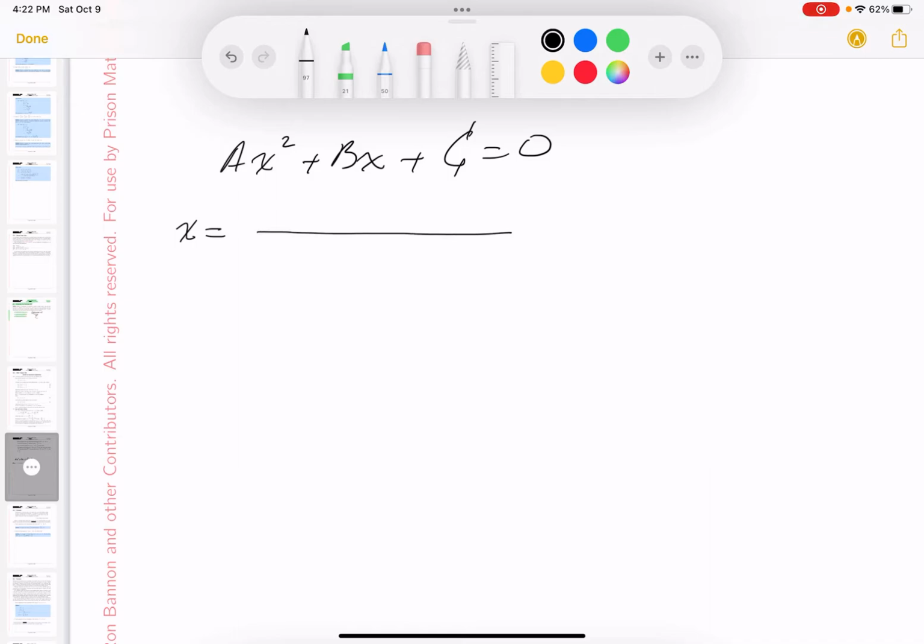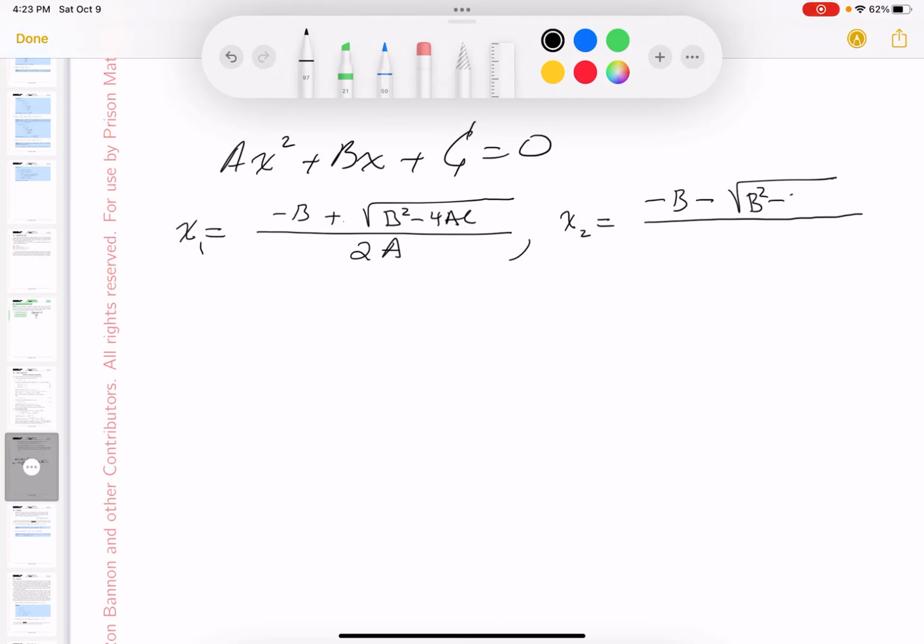Minus b plus or minus root b squared minus 4ac over twice a. I'm going to write it down as two separate roots now, x1 and x2. And what's that going to be? Minus b minus root b squared minus 4ac over twice a.